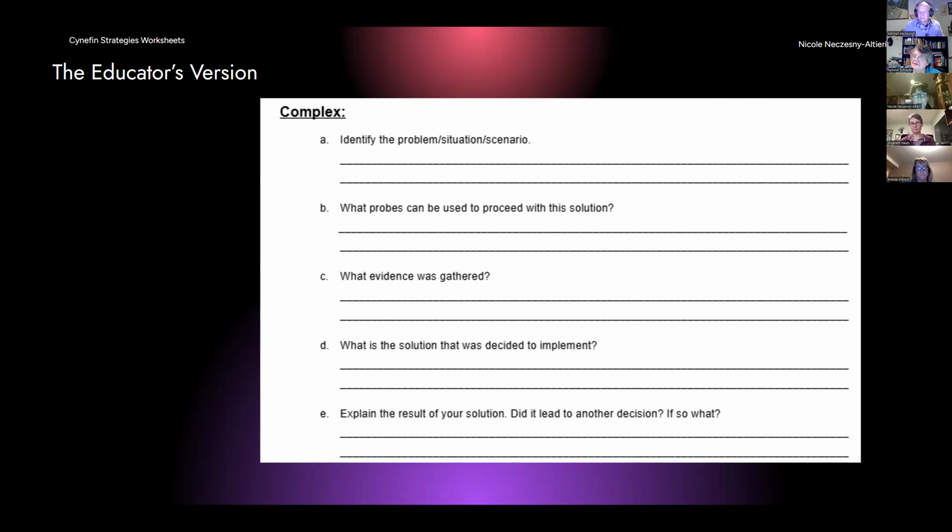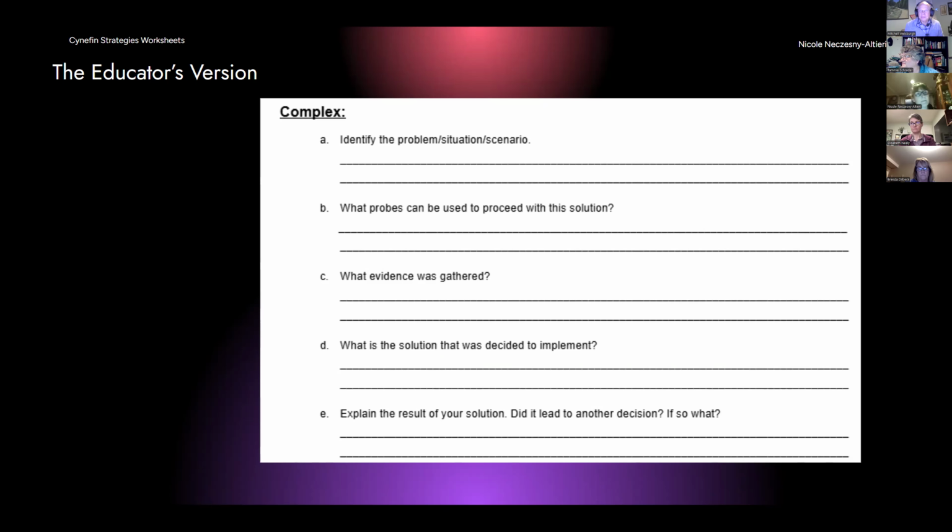What's the solution that was implemented, and then explain the result of your solution and explain whether or not you need to revisit it. To me, when I look at complex, I think more of like an OODA loop where you have to constantly go back and look at things again. I don't believe that complex ever is an end unless you can't go any further with it.